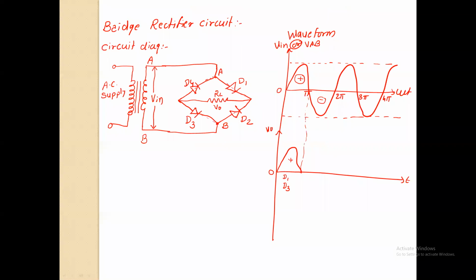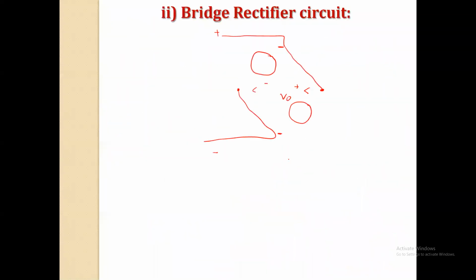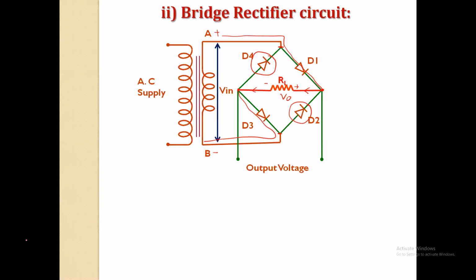Get my point? And now if you see what happened for every negative half cycle, now for the negative half cycle the polarities get reversed. Now point A acts as a negative terminal and point B acts as a positive terminal.